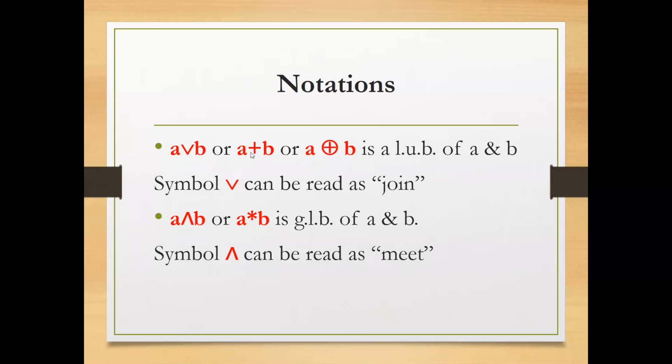Notations: this symbol, join or plus, is denoted for the least upper bound of A and B, and this symbol, which is known as meet, A meet B or A star B, is the notation for the greatest lower bound. So this symbol can be read as meet and this symbol can be read as join. Mostly we will use these two symbols, the join symbol and the meet symbol, but sometimes the other symbols can also be shown in the questions.